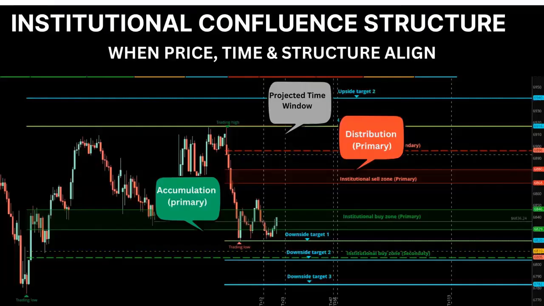The highest probability trading opportunities occur when structure, targets, and time cycles align simultaneously. This convergence is known as institutional confluence. When confluence is present, directional conviction increases and execution risk decreases.